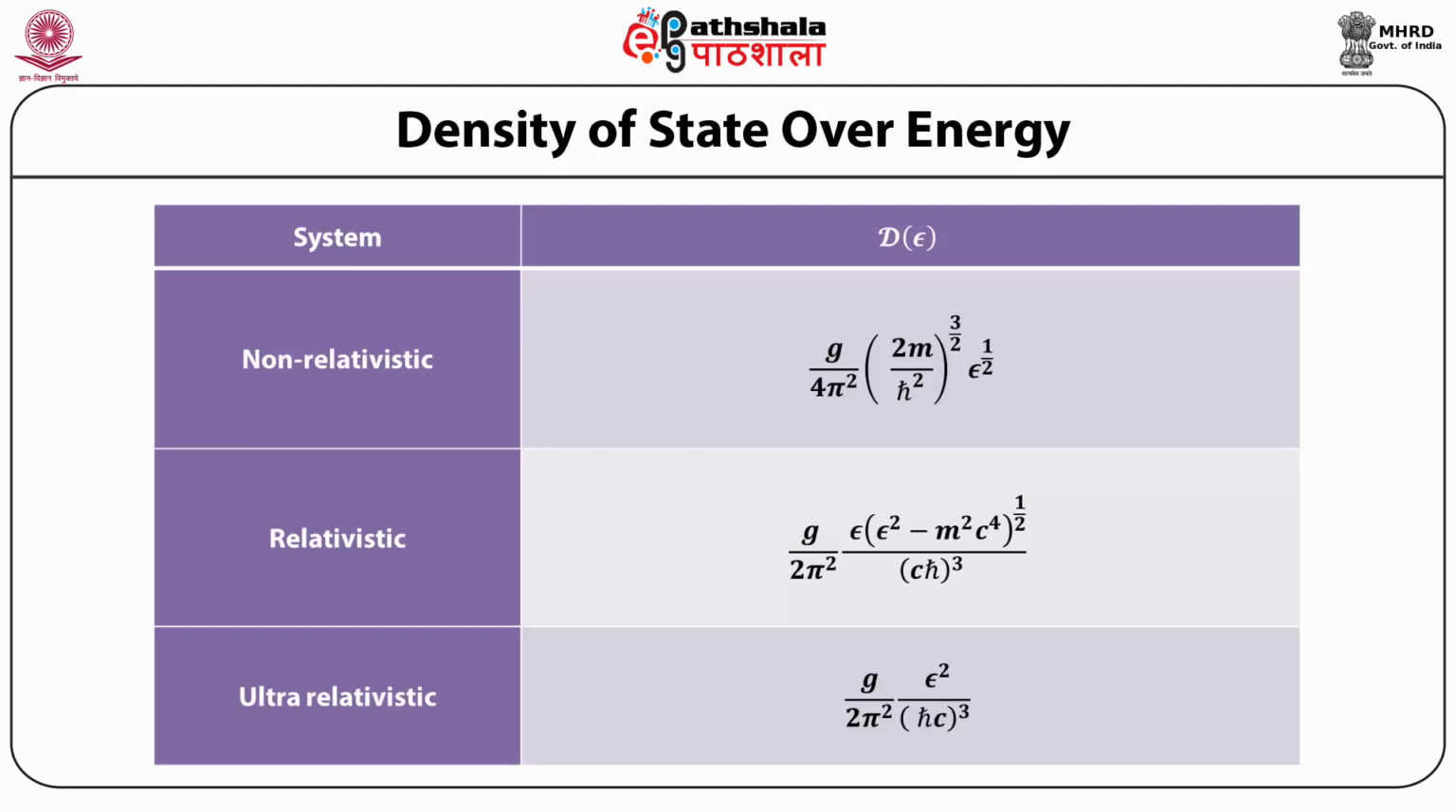For a relativistic system, it becomes g upon 2 pi square epsilon into (epsilon square minus m square c power 4) raised to power 1 by 2 divided by (c h bar) whole cube. And for the ultra-relativistic case, the density of state becomes g upon 2 pi square epsilon square divided by (h bar c) whole cube. So students, let us summarize what we have learnt in this module.